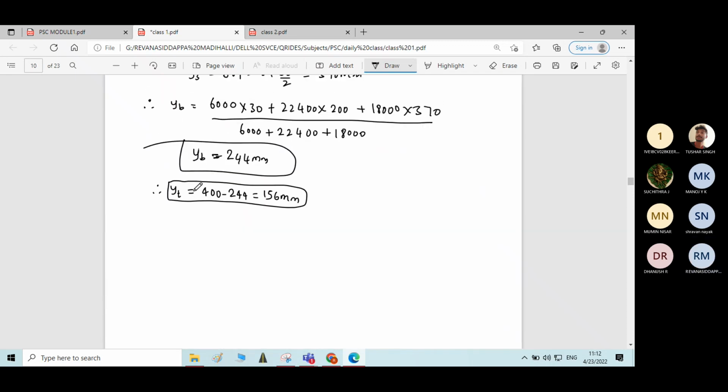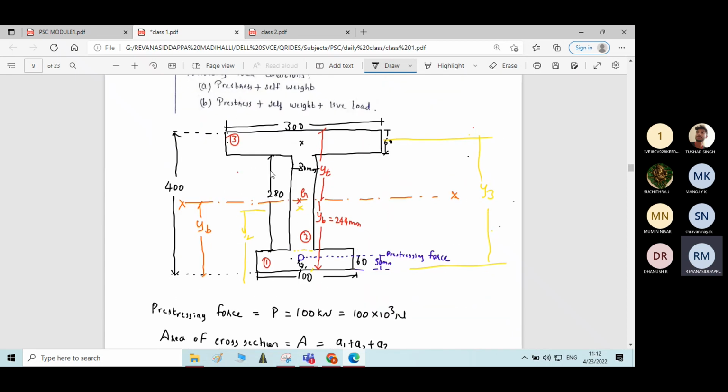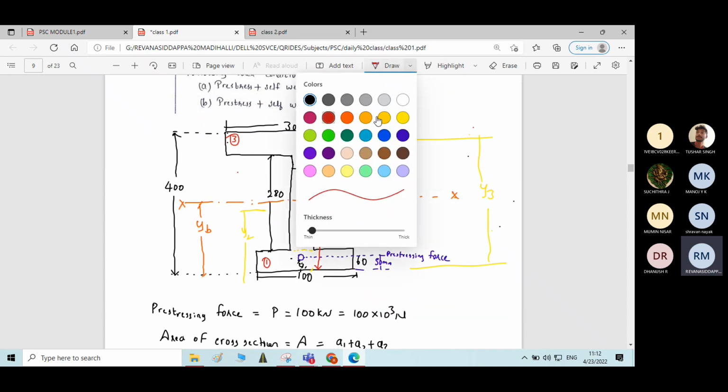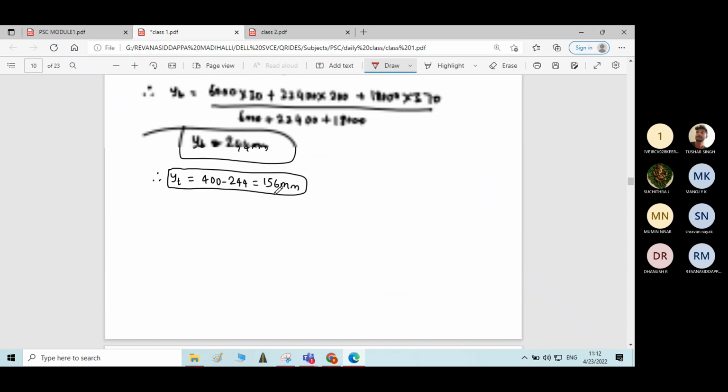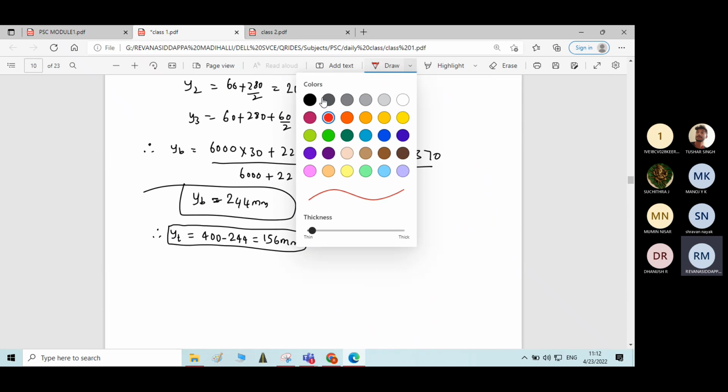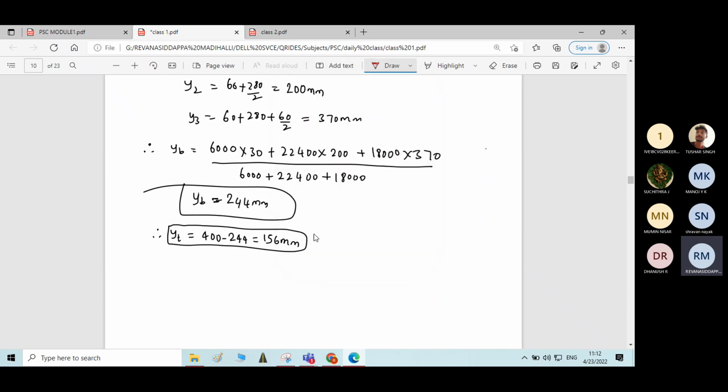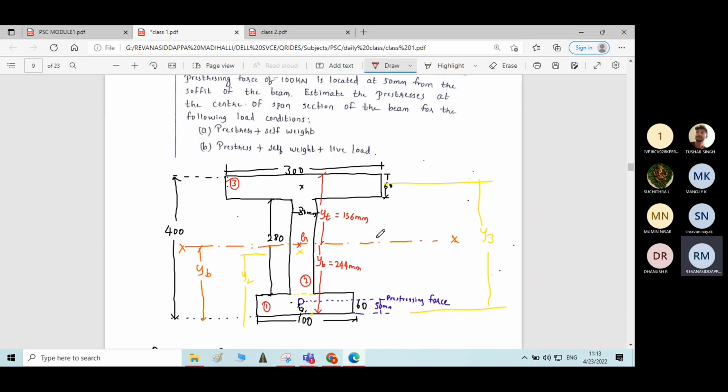Now YT is equal to 156 mm. Here YT is the distance of the centroid from the top fiber. Okay, now this is the first step.